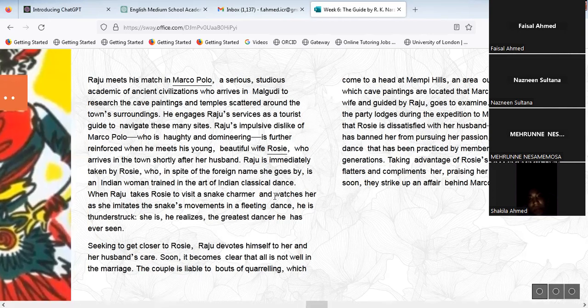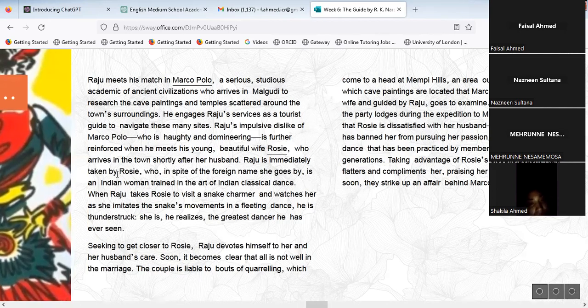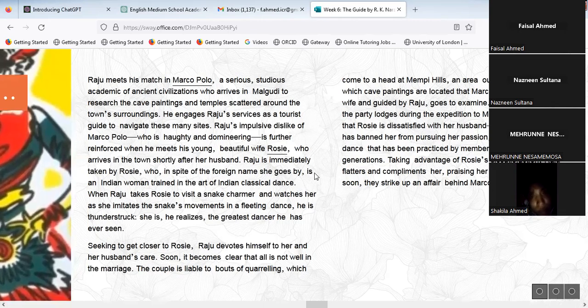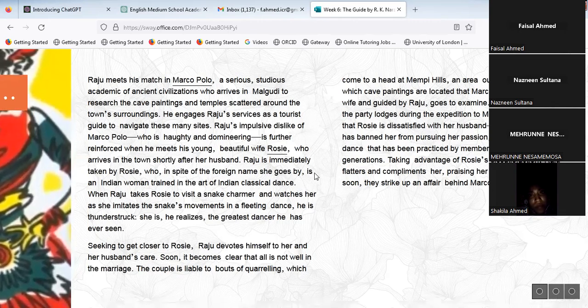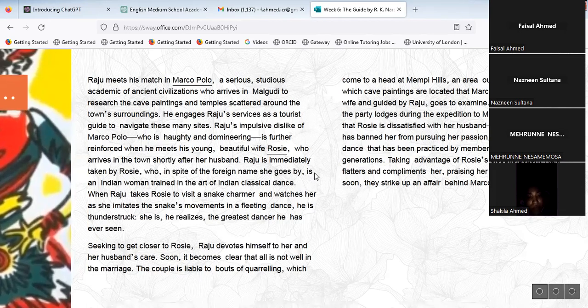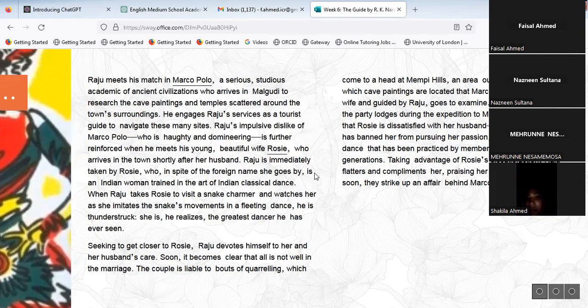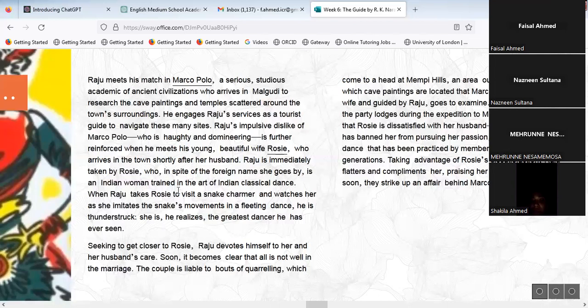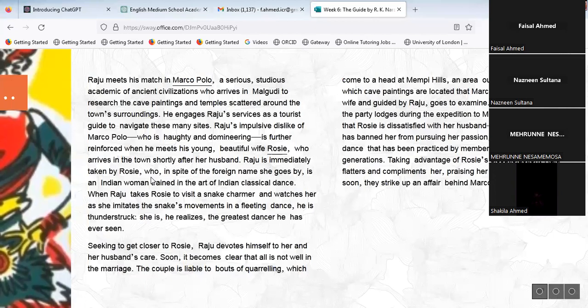So, a beautiful romantic time. Through spending time together, they grow a relationship, which is called an extramarital relationship, between Raju and Rosie. So that's one of the climaxes of the novel. She arrives in the town shortly after her husband, and Raju is immediately taken by Rosie. Rosie likes Raju too, who is humorous and has a sense of humor, which very easily attracted Rosie.